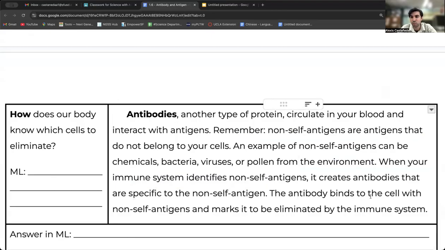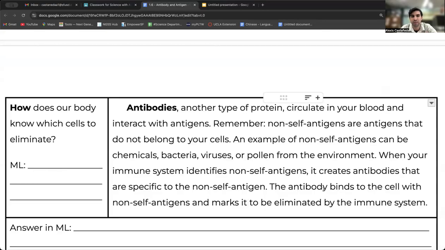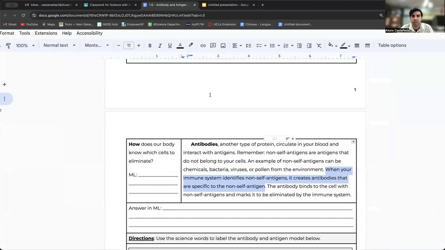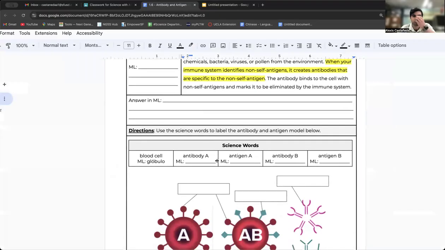This antibody will bind to the cell with a non-self antigen and basically marks it to be eliminated by the immune system. And we'll look at this a little bit more. If this doesn't make sense, it's okay. But basically what happens is, when your immune system looks at the antigens on the surface of cells, it's going to see if there are any non-self antigens, any antigens that do not belong to your body. And if there are, it's going to create an antibody to eliminate it. So our body uses antibodies. These are little tags that our body uses to eliminate things that are dangerous.